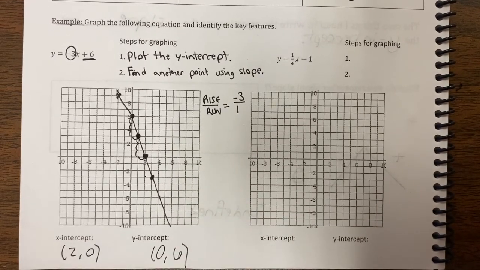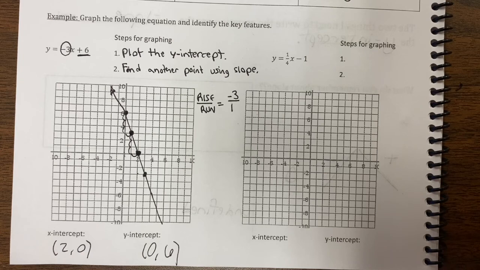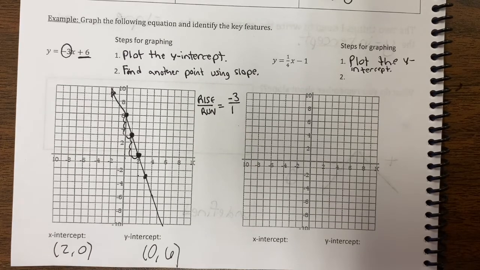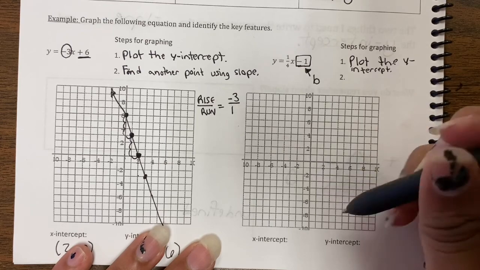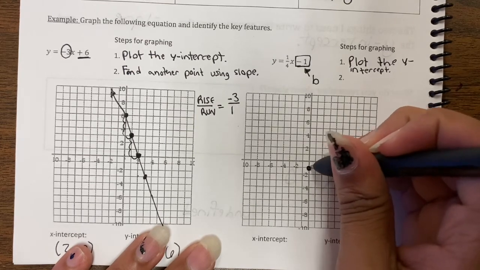Try to do the second one on your own and press play whenever you're ready. Go ahead and pause. So our step 1 is going to be to plot the y-intercept. In this case, our y-intercept, the b, is -1. So our y-intercept is going to be -1 on the y-axis.